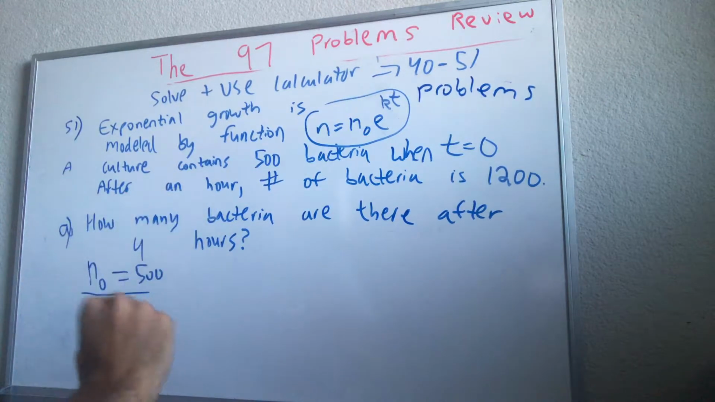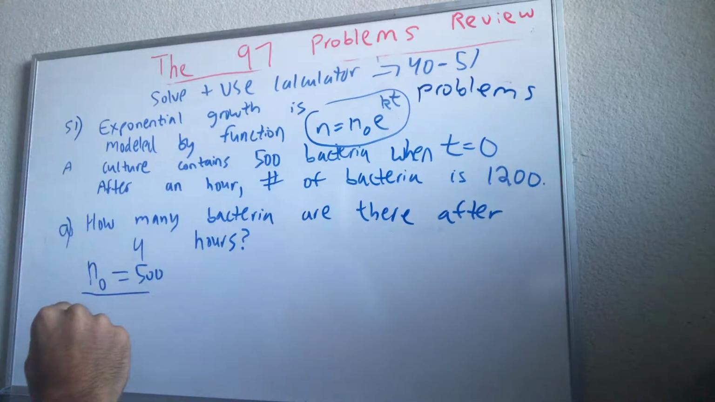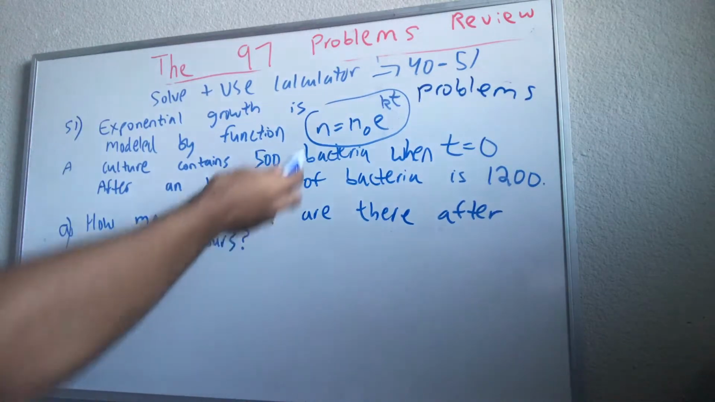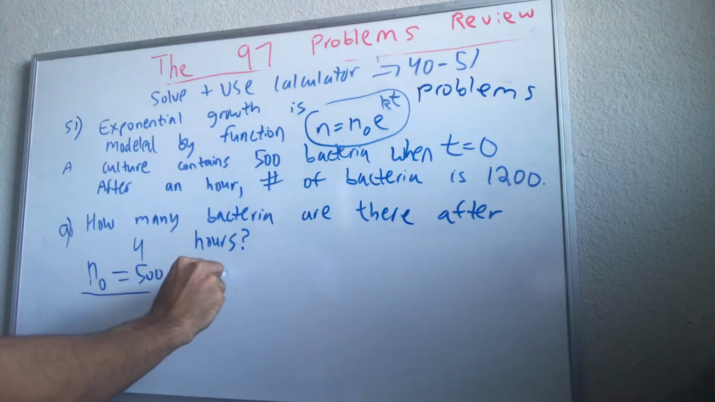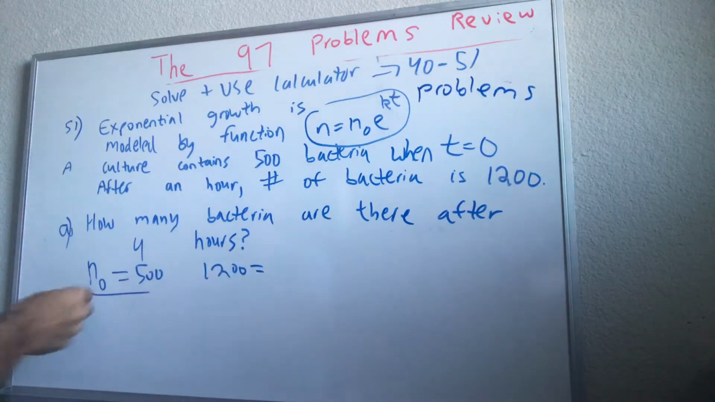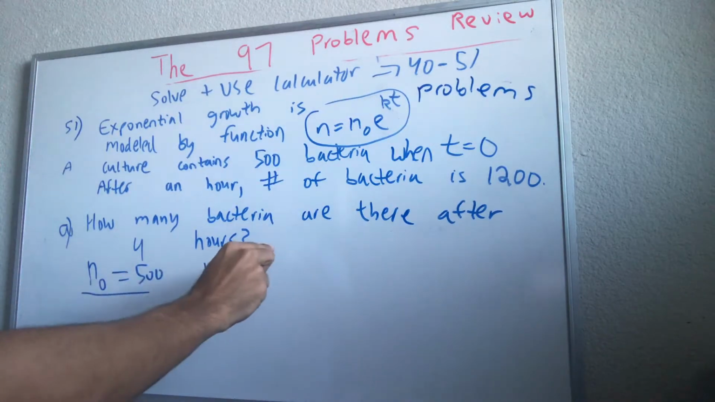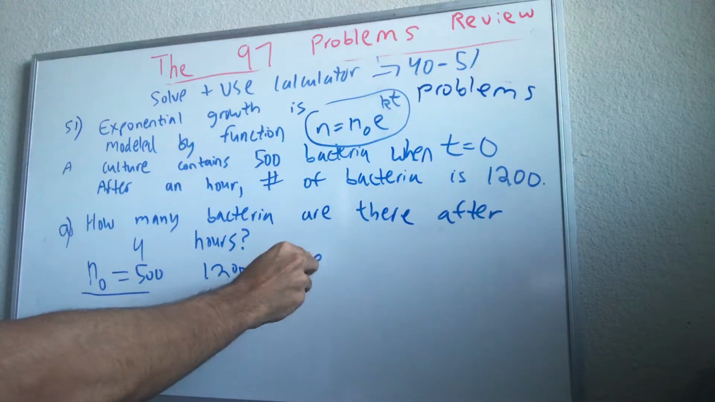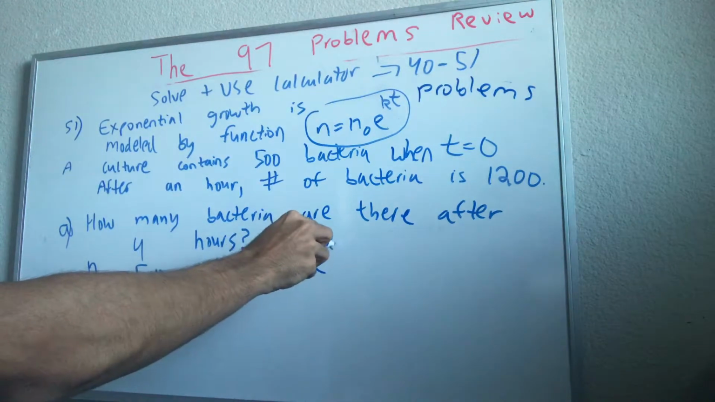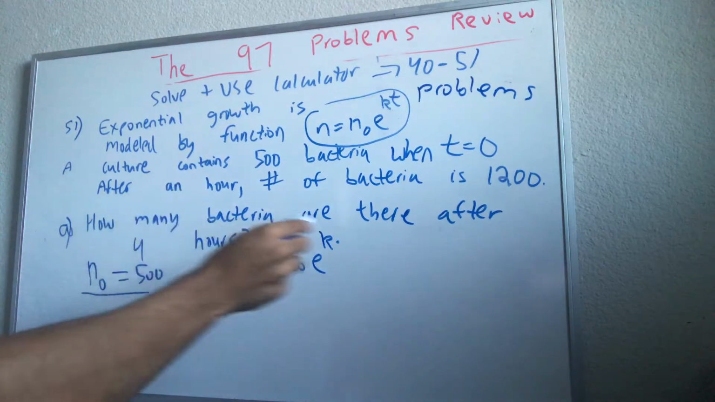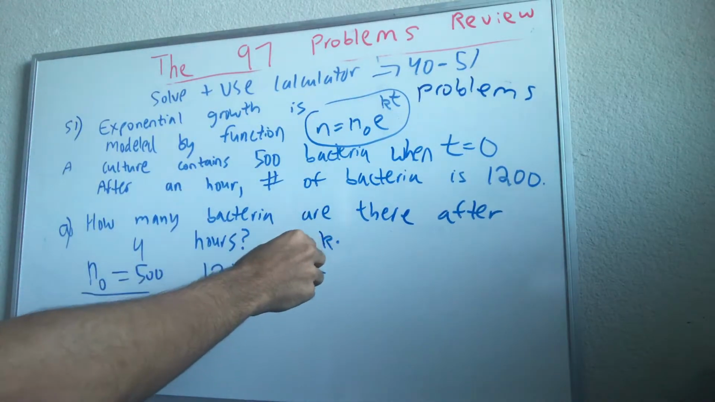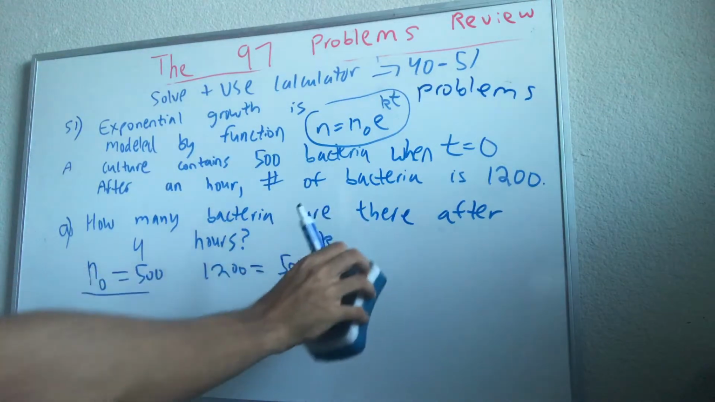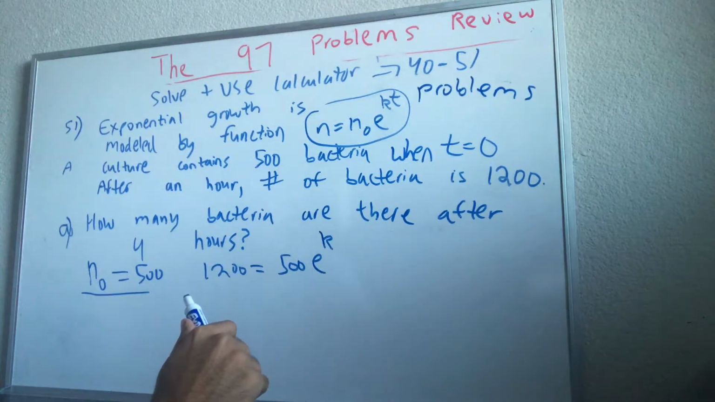Now, how does the second piece of information play into this problem? It states that after 1 hour, the number of bacteria is 1200. So you can use this equation. You know that 1200, well, you already know what n naught is. That's 500, and it's going to be e to the power of k times, well, it's 1 hour that we're talking about, so it's k times 1, or just k. So it's just 500 times e to the power of k.